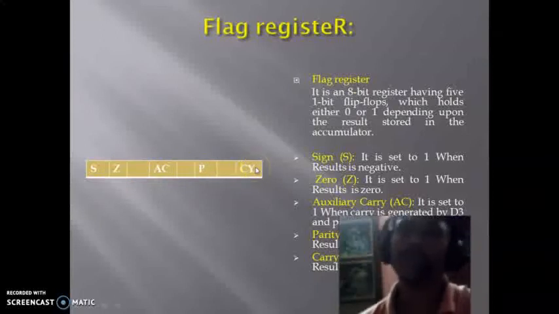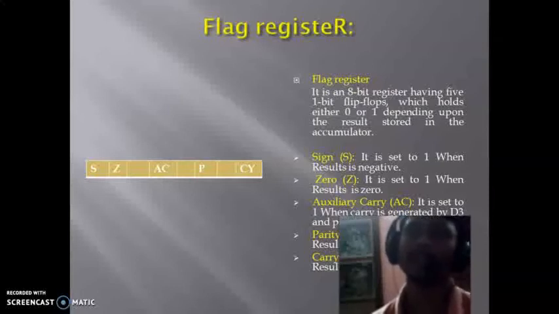Now, if any carry is generated, that is, with 8 bits of data, after addition, if a carry is generated from the D7 bit, then the carry flag will be set to 1, otherwise it will be 0. And the auxiliary carry is basically a carry generated from the D3 to D4 bit. If a carry is generated from D3 to D4 bit, then the auxiliary carry will be set to 1, otherwise it will be equal to 0.